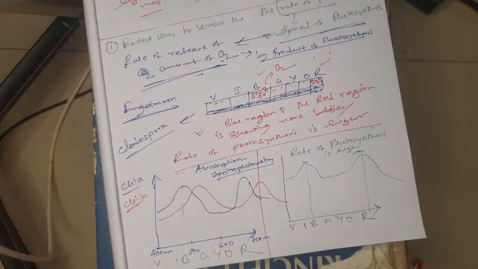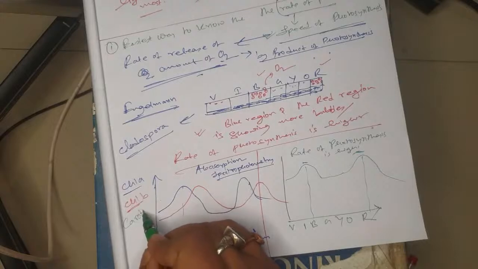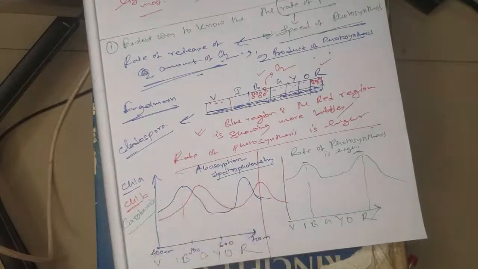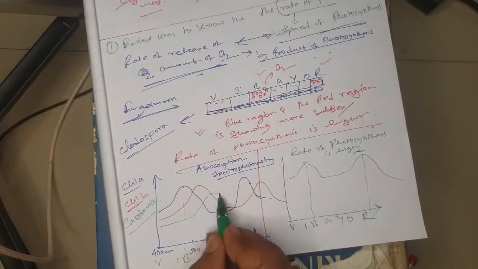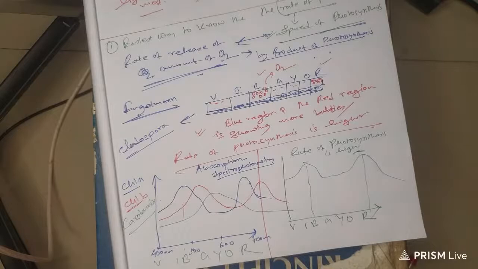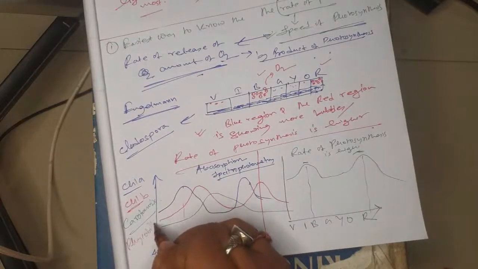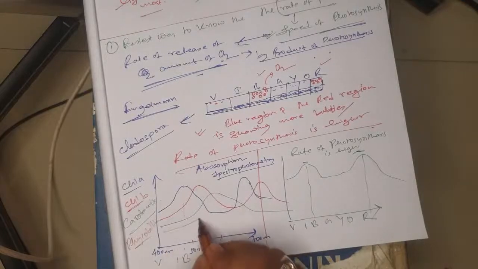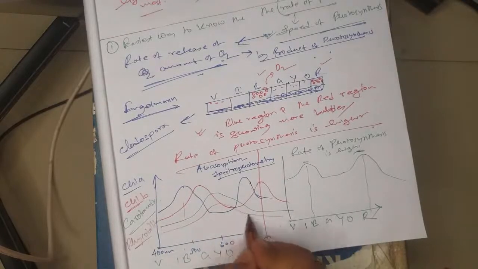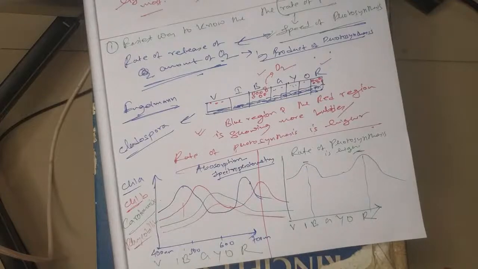Now if I talk about carotenoids, the carotenoid absorption spectrum was like this. This was the absorption spectrum shown by carotenoids, meaning most absorption was in the yellow region. And if I talk about the phycobilins, then in the case of phycobilins also we found something like the carotenoids. So this was the graph.